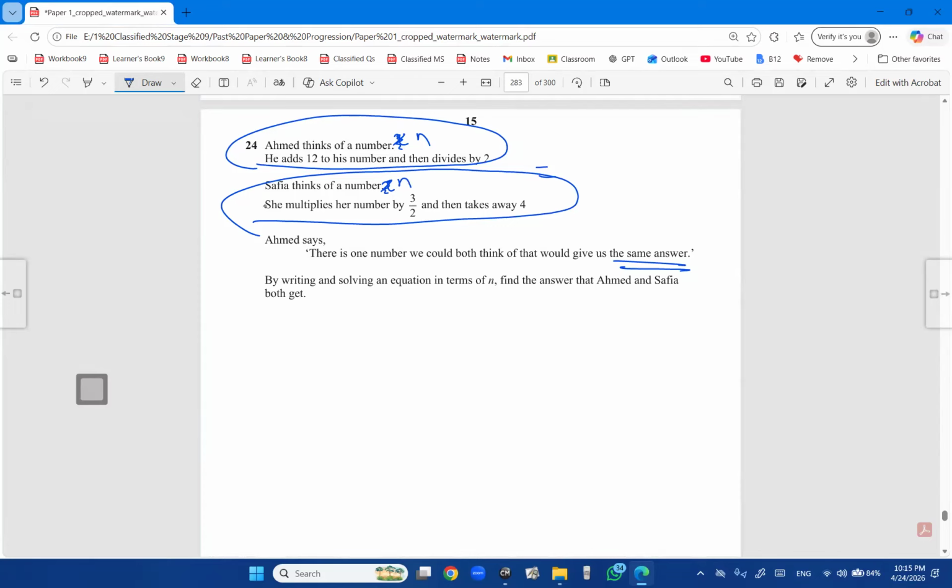All right, so let's take it step by step. Ahmed thinks of a number n. He adds 12, so n plus 12, and then divides by 2. Then this is divided by 2 equals, Safia thinks of a number n. She multiplies her number by 3 over 2, which means 3n over 2, and then takes away 4, the minus 4.